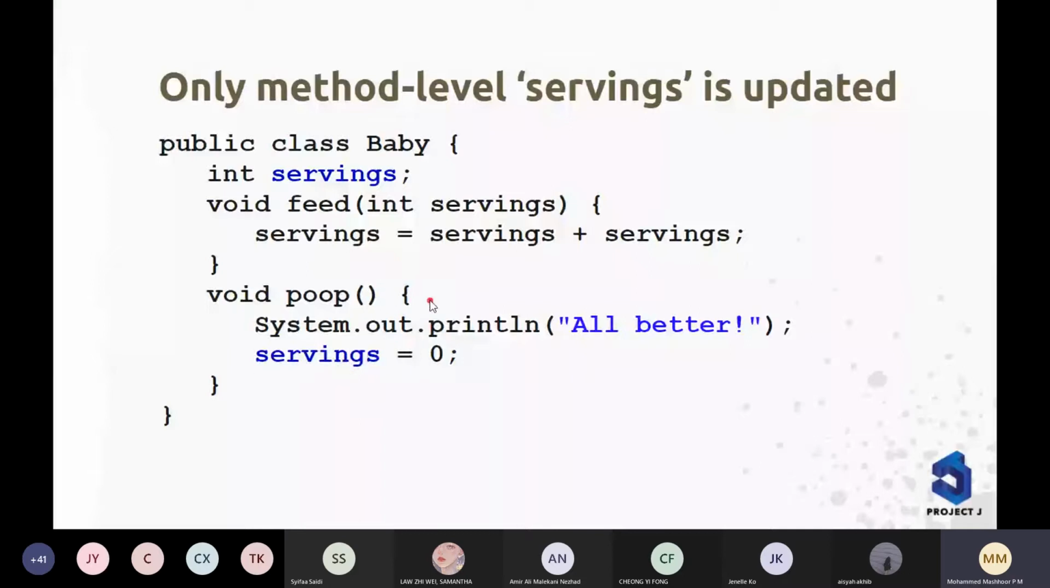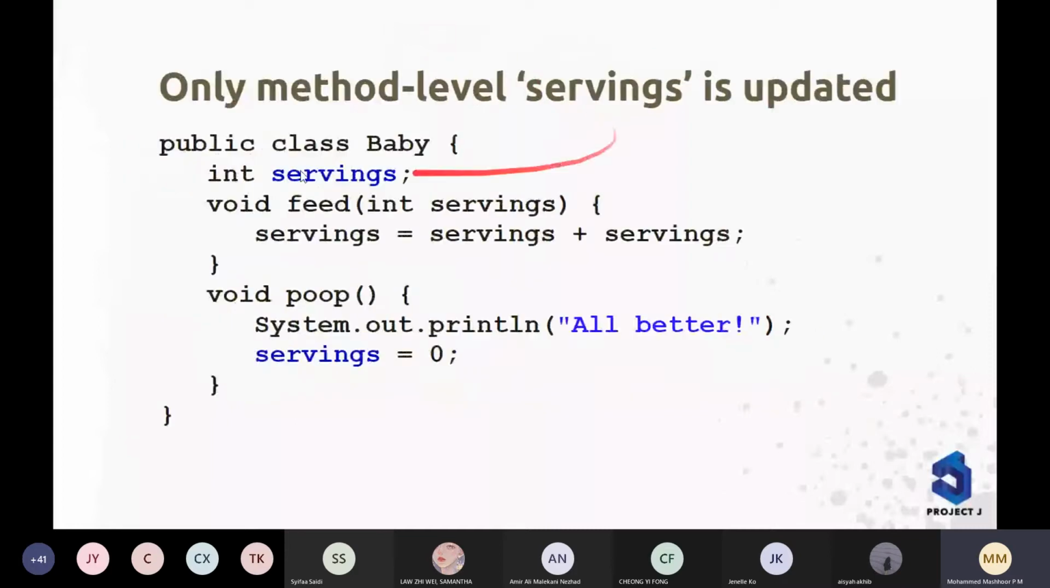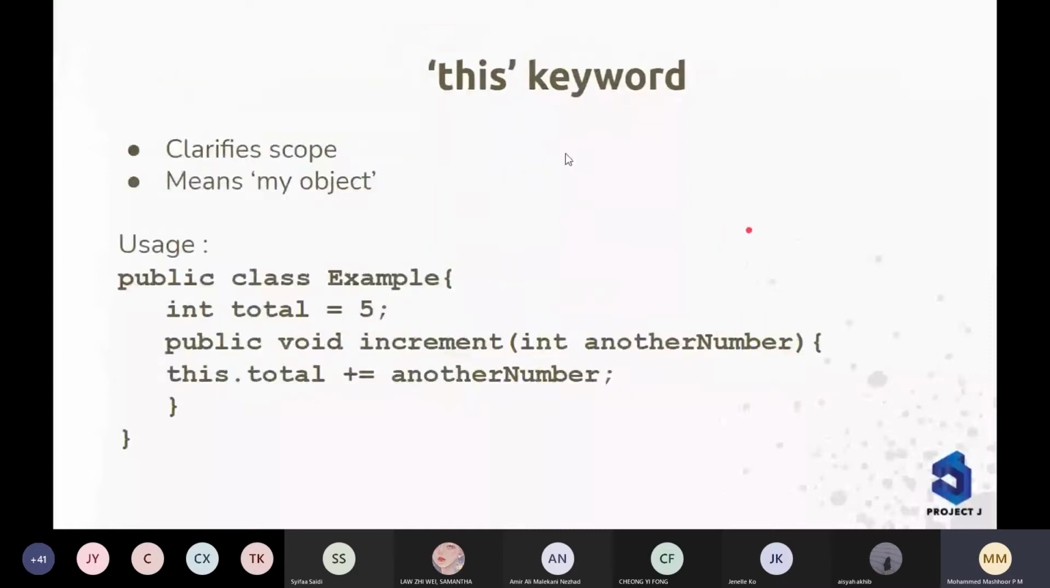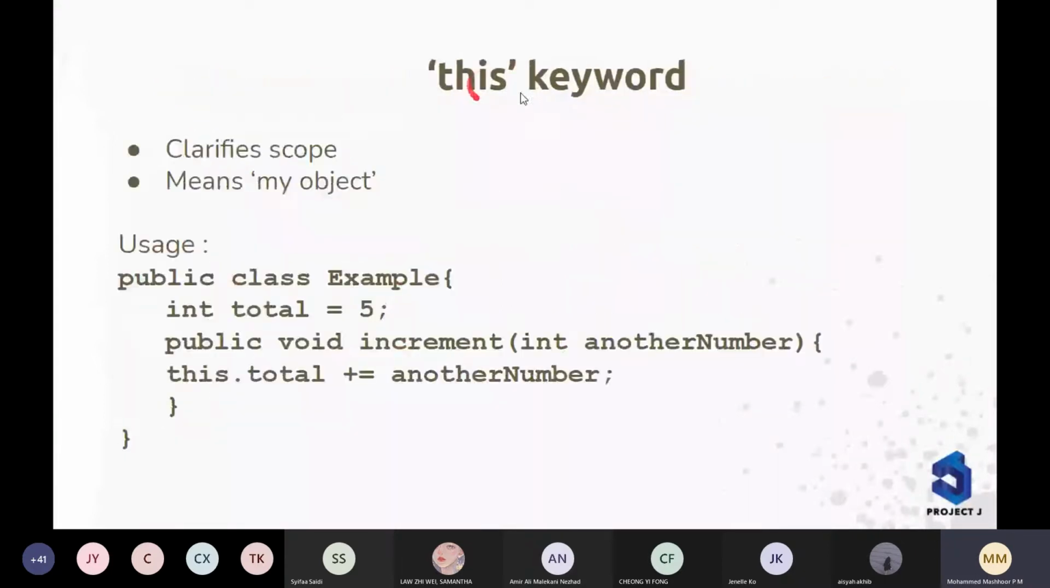So in order to clear this confusion, there's actually a keyword called this. That's why I told you, you guys may have used this keyword in the previous sessions as well. So this keyword is used to rectify this confusing situation. All right. So what is the use of this keyword? It clarifies the scope, which basically means here we don't know what the scope of the servings variable is. So by using this keyword we can clarify that scope as well. Also it means my object.